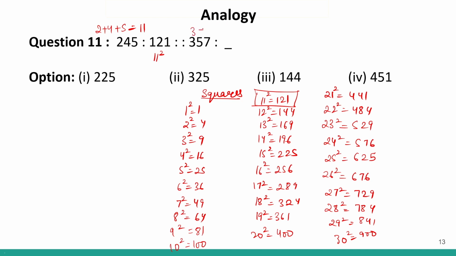So here also I will find the sum, that is 3 plus 5 plus 7. How much will I get? 3 plus 5 is 8. 8 plus 7 is 15. So here I will get 15 square. And what is the value of 15 square?